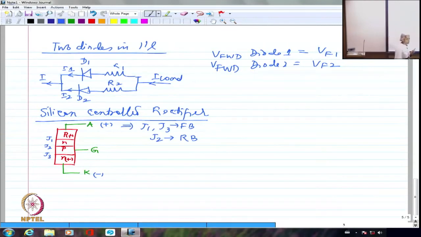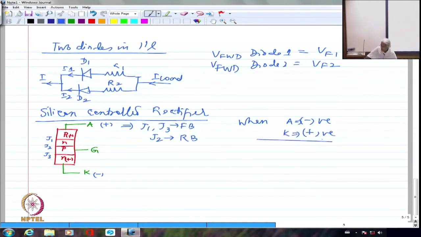Whereas when anode is having negative and cathode is having positive power supply, then I'm going to have it the other way around. J1 and J3 will be reverse biased and J2 will be forward biased. So reverse blocking capability heavily depends upon J1 and J3 in this case, right?